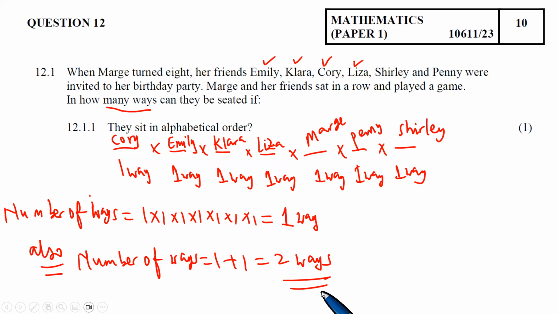But if you look at the fact that alphabetical listing begins from A, B, C, D, you can look at it as obviously giving you one way in the standard alphabetical order listing. Okay, next question.